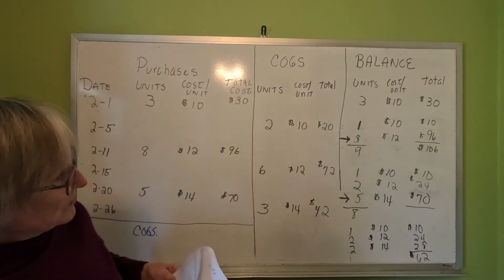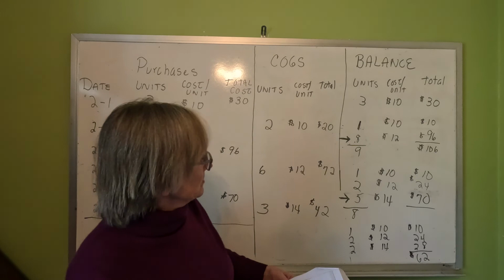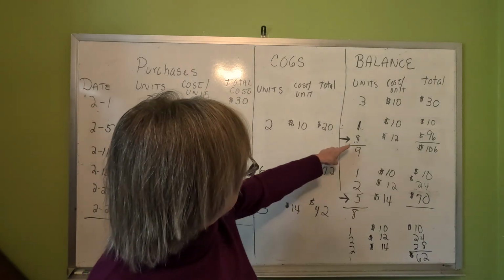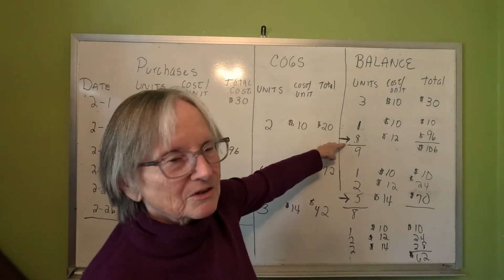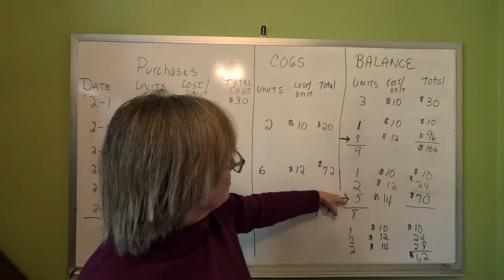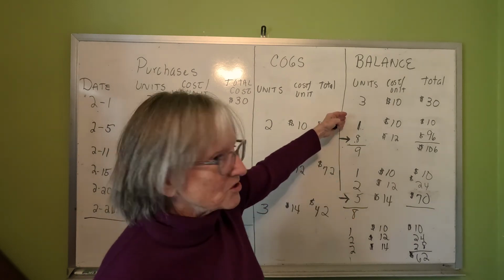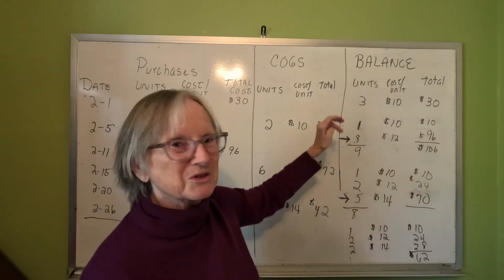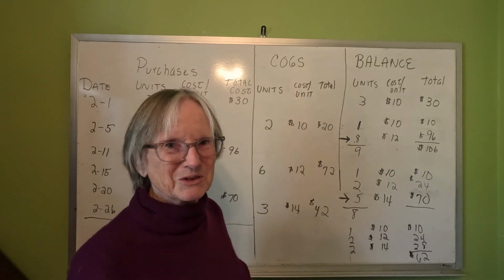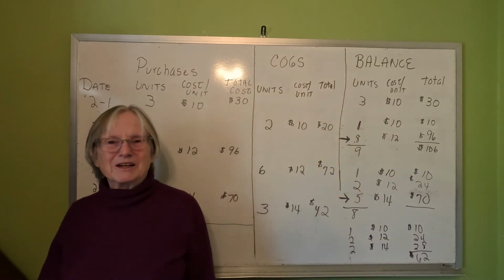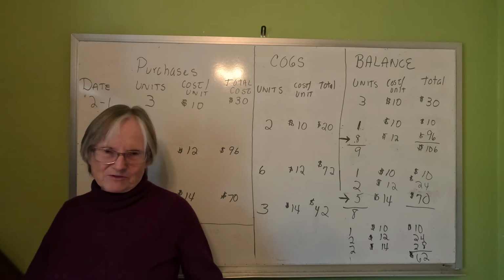And the major difference is, with last in, first out, you're always going for the most recent inventory when you figure your cost of goods sold. With FIFO, it was just the opposite. You go for your oldest inventory for cost of goods sold. Okay, next we'll look at weighted average, or average cost.